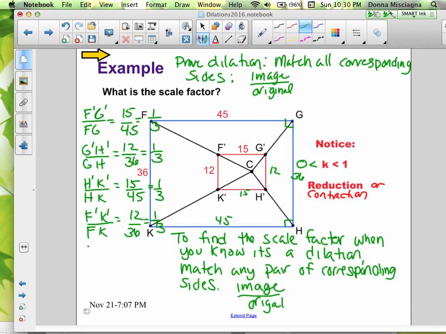I think I erased my angle measures. All right. So F prime, G prime, H prime, K prime is similar to FG, HK.